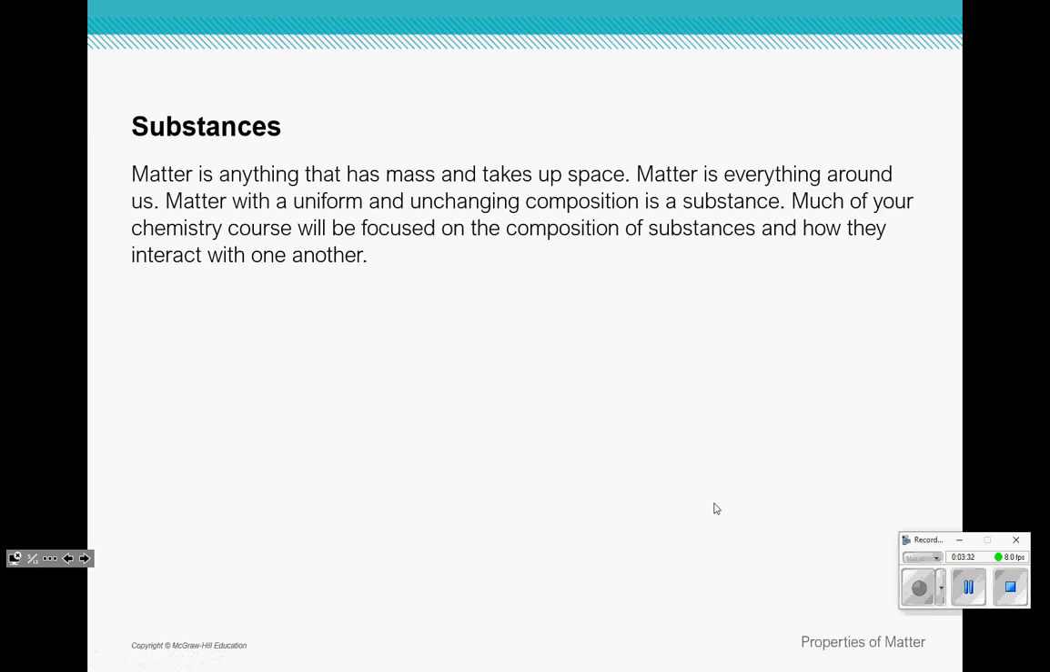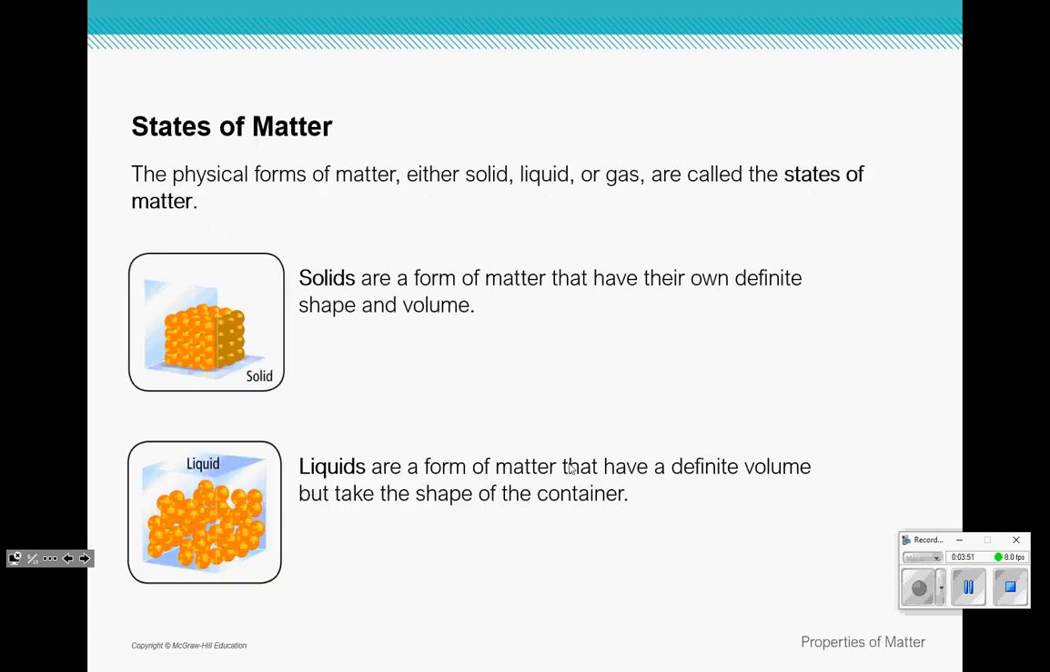So much of our chemistry course will be focused on the composition of substances and how they interact with each other. Can you think of things that would not fit that definition? You would not consider it matter. That's right. It will be things like light, energy. Now some states of matter, I'll have the three main ones that you need to get.